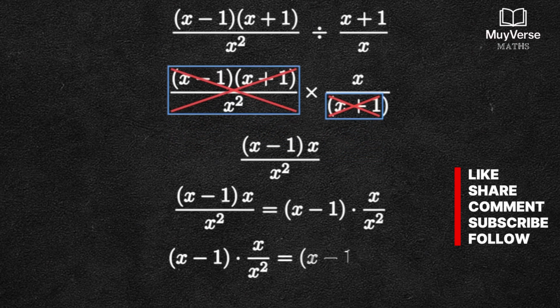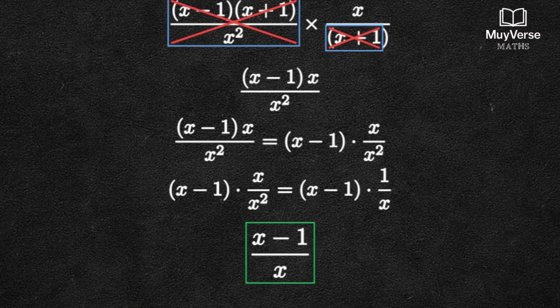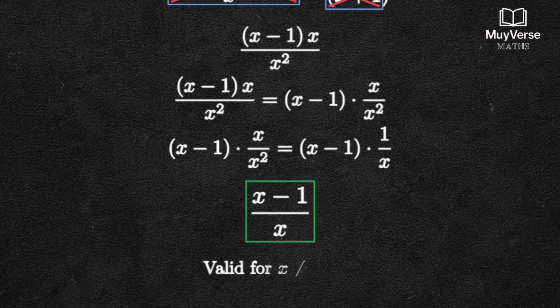x over x squared equals 1 over x. So the result is x minus 1 over x. Important domain note. This simplification is valid when x is not 0 and x is not plus or minus 1.